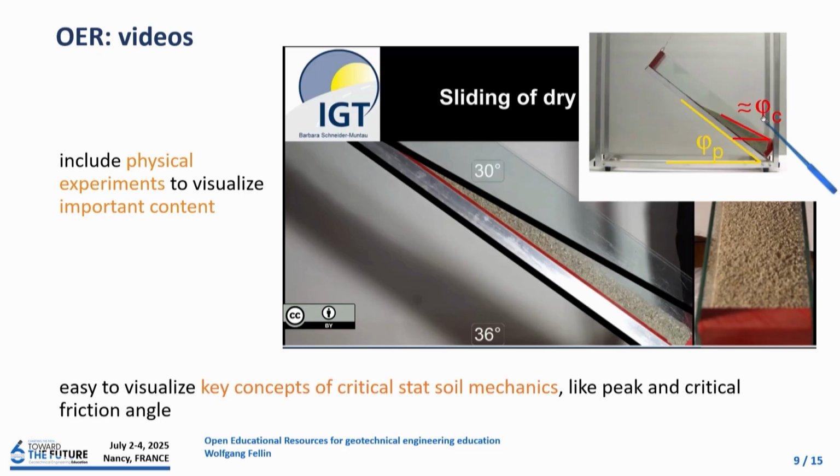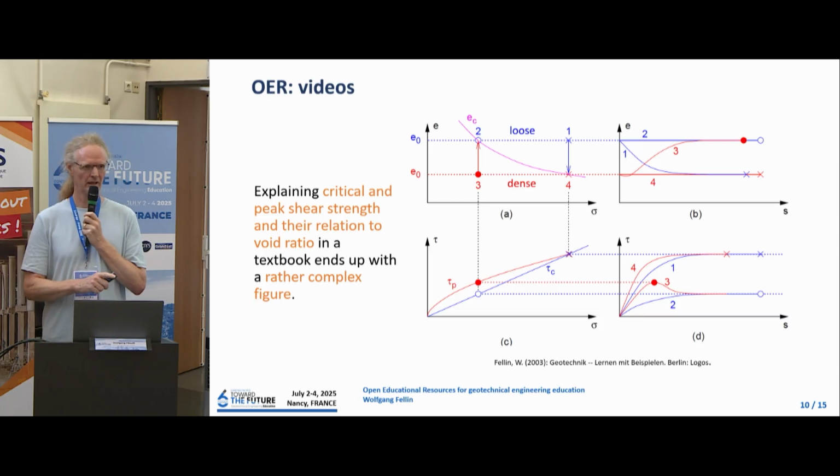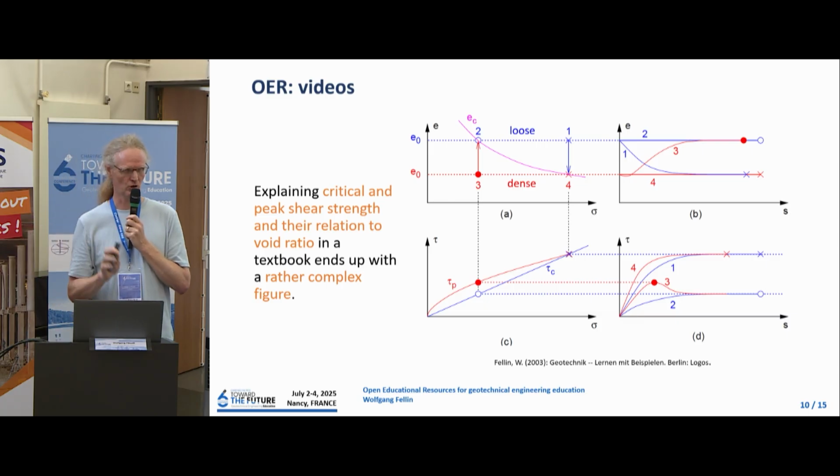And these two angles can help you to explain critical state soil concepts like the peak friction angle and the critical state friction angle. So if you want to explain critical state and peak shear strength and the relation to the void ratio, in a textbook, you will end up with a pretty complex figure and a lot of text around it.